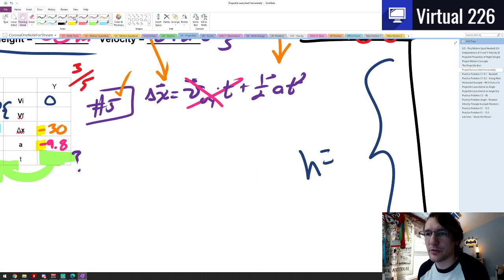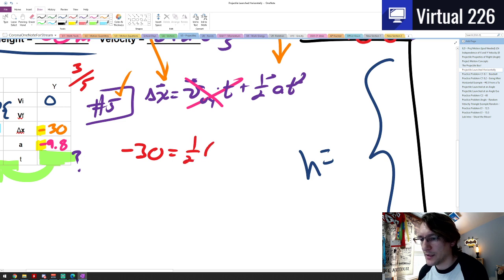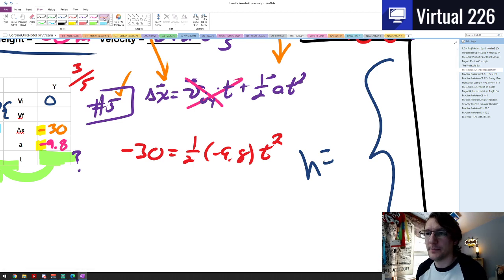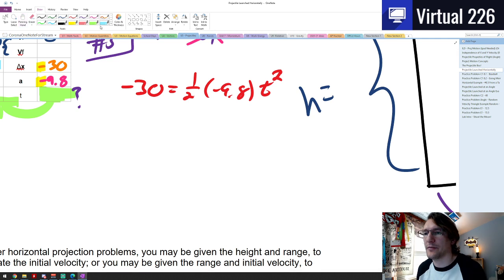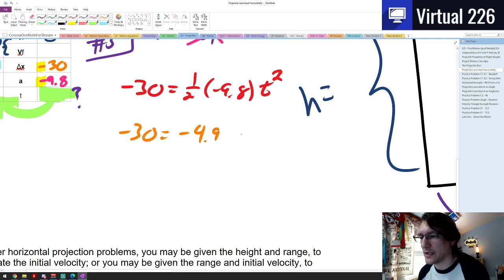If we plug in some numbers, we're going to see pretty quickly that negative 30 equals 1/2 times negative 9.8 times t squared. And now we just have to solve for this t. However you want to do this algebra is up to you. I like to multiply by the 1/2 first. So I get negative 30 equals negative 4.9 t squared. And then I divide each side by negative 4.9.